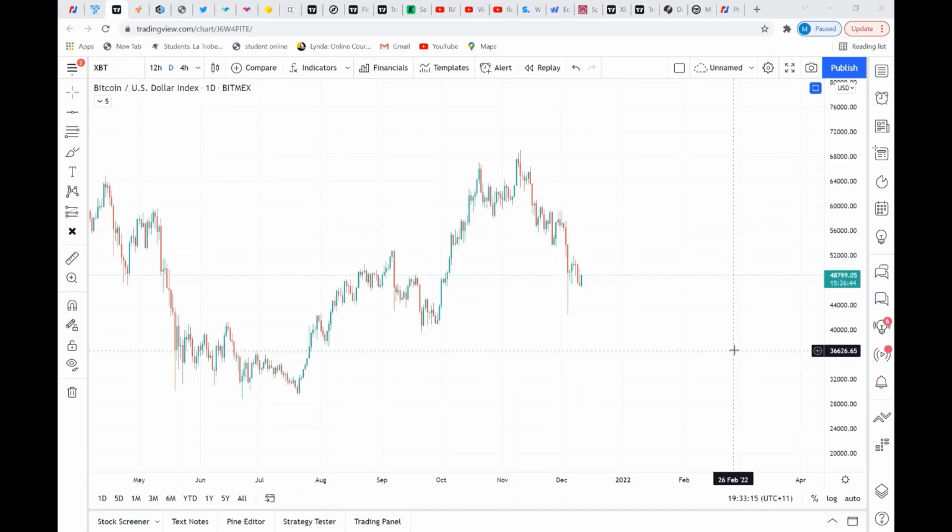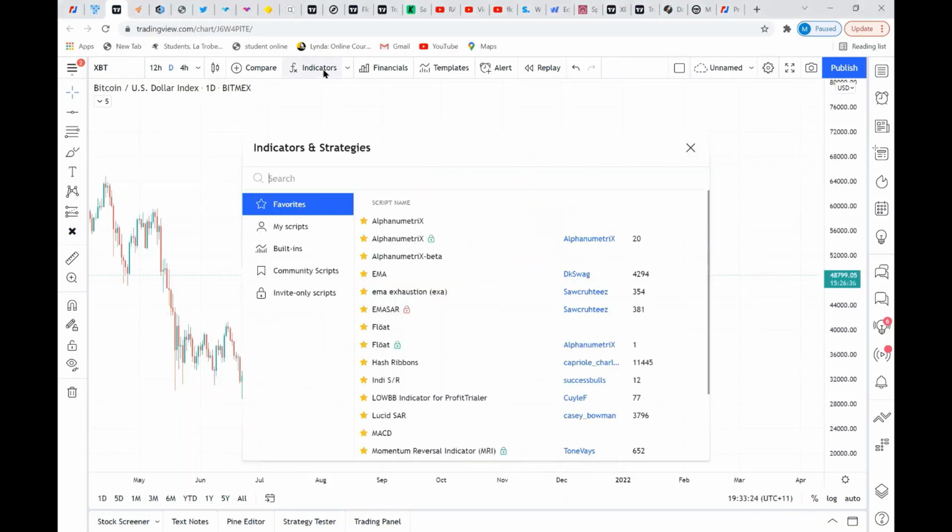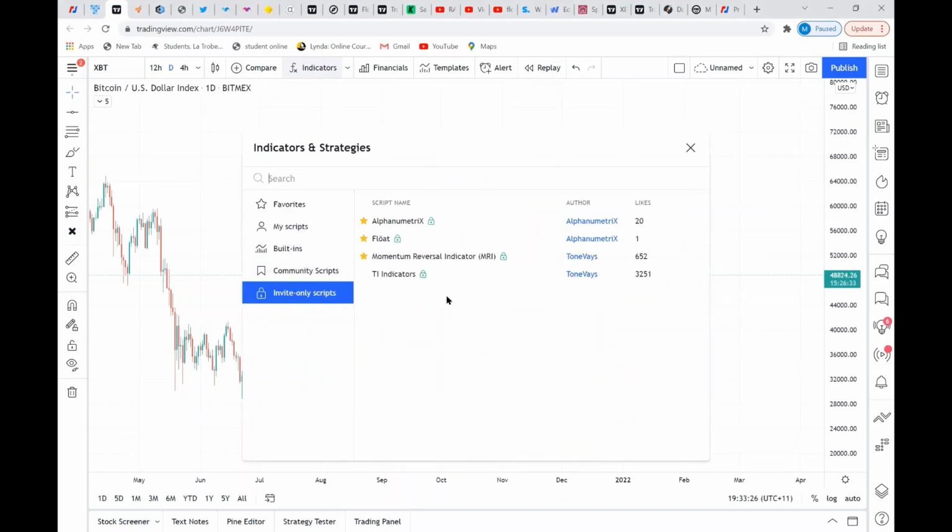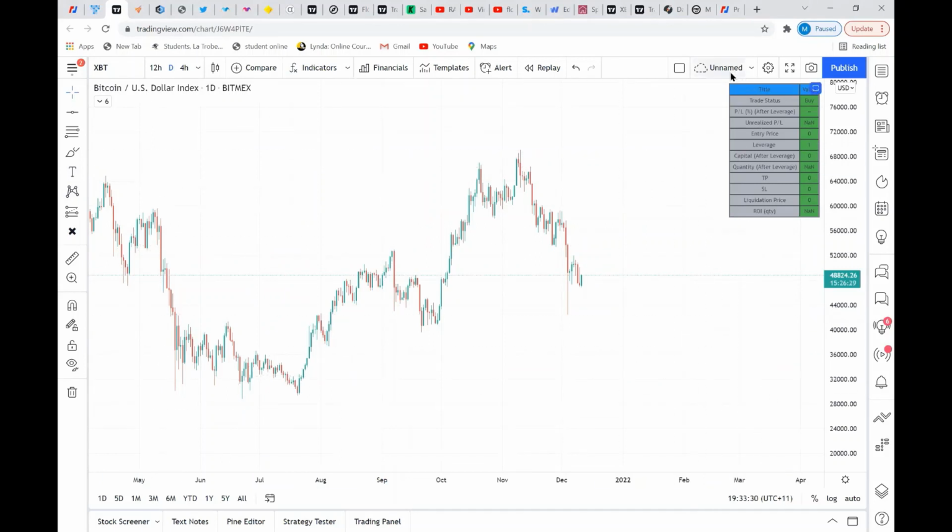Okay, let's dive on in. So, this is what the charts look like, obviously with no indicators put on them. Once you've been granted access, you'll come to the indicators section up the top here. You'll come down to invite only scripts. You'll turn on Float, and there you have it. This box here will appear in the top right hand side of your screen, but there'll be nothing entered into it as it is right now.